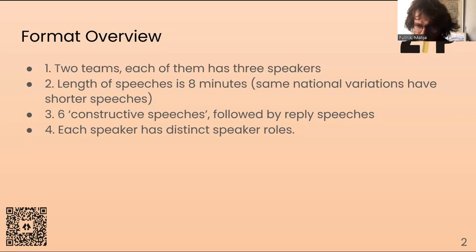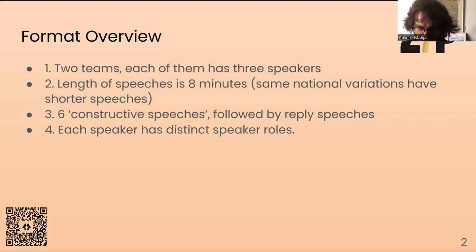After the 6 constructive speeches, both teams have a reply speech. So that is a 4-minute long summary speech where, as opposed to the rest of the format, opposition goes first, and the purpose of this speech is to provide a closing statement.